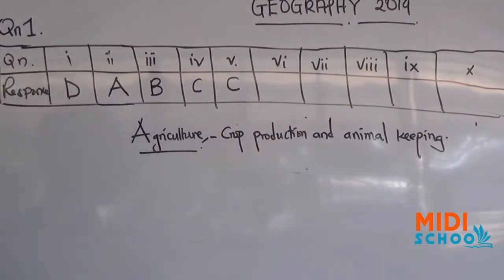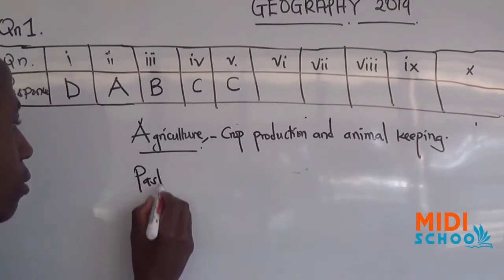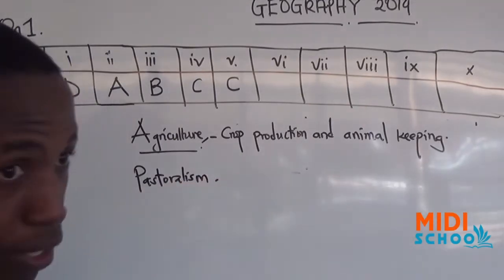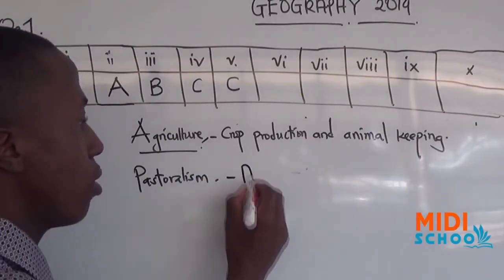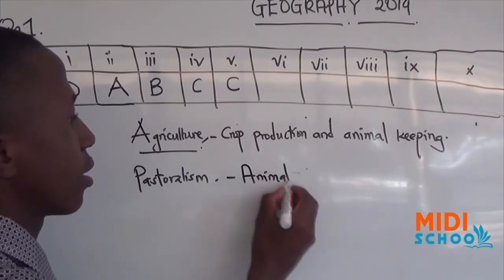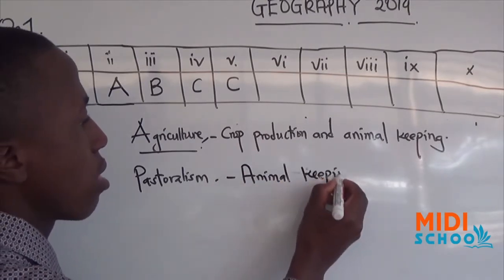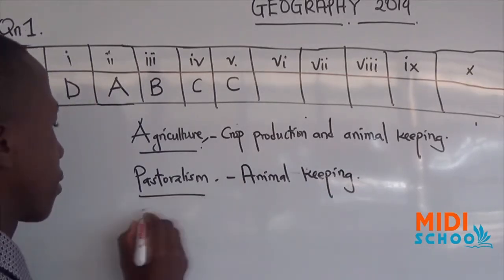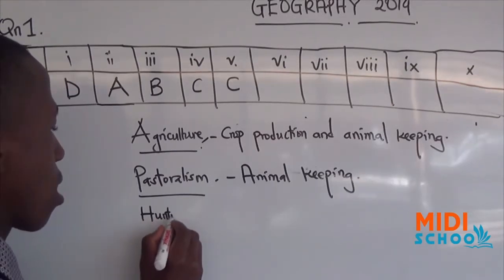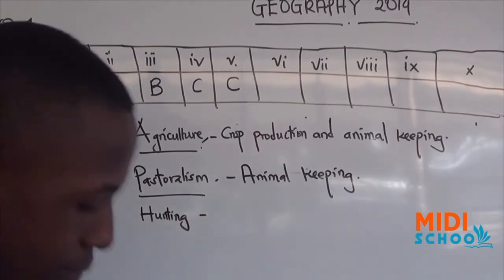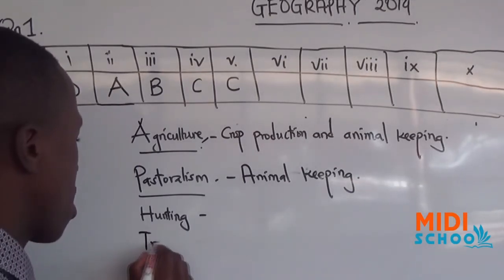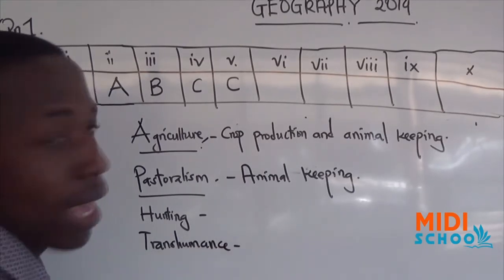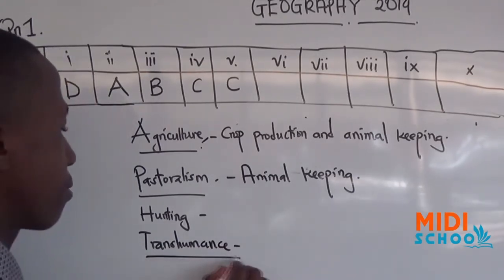But for pastoralism, this is specific: animal keeping. Then hunting, and transhumance. Our answer here is transhumance.